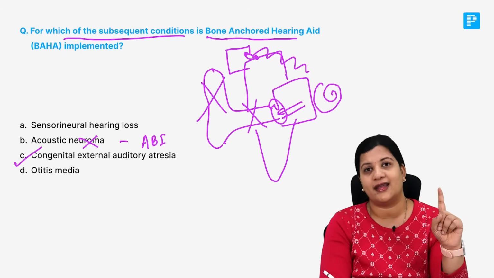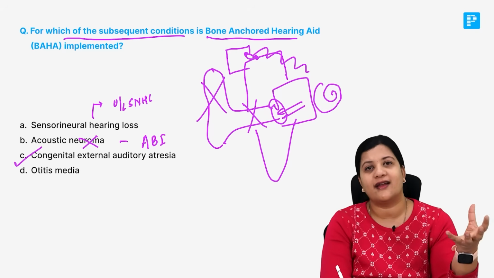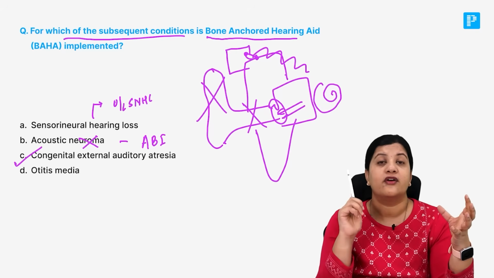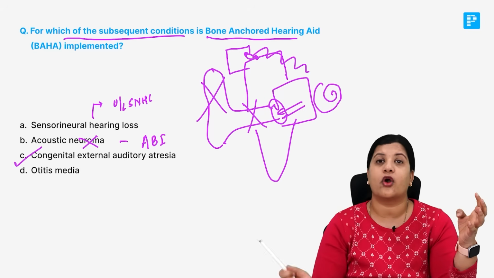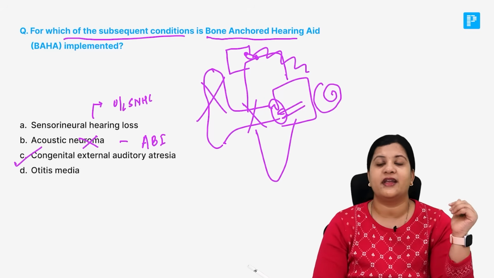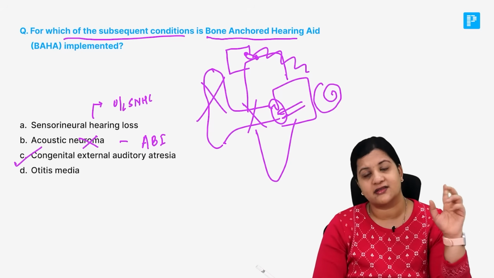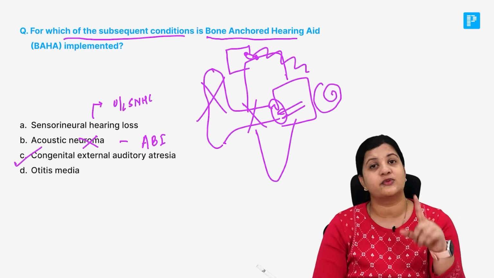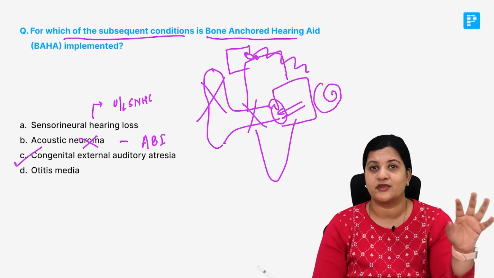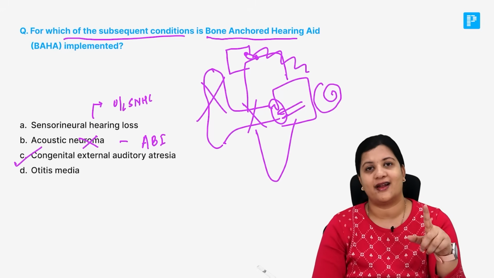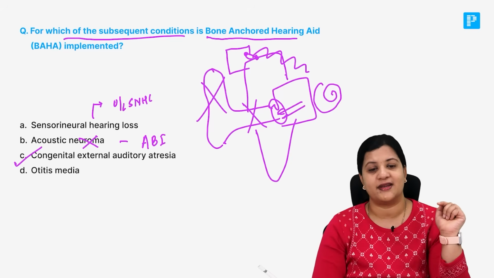BAHA has only one indication in SNHL, which is unilateral SNHL, right? So if a patient has unilateral SNHL, the sound impulses will go from the damaged ear to the opposite cochlea. So through the bones of the skull, it is transmitted to the opposite normal cochlea, and from there it will be conducted. So the two conditions which are the best possible answers are SNHL and external auditory canal atresia, but an absolute indication is external auditory canal atresia. And in SNHL, because the option does not specify unilateral or bilateral, we are not going to choose that as the best answer. We are going to choose external auditory canal atresia as the best answer.